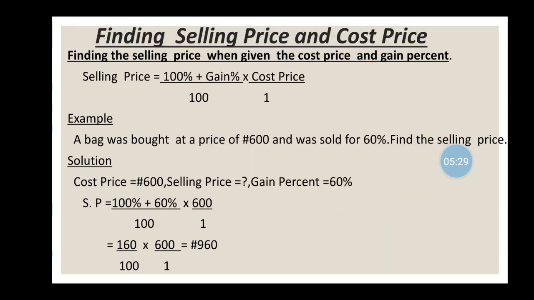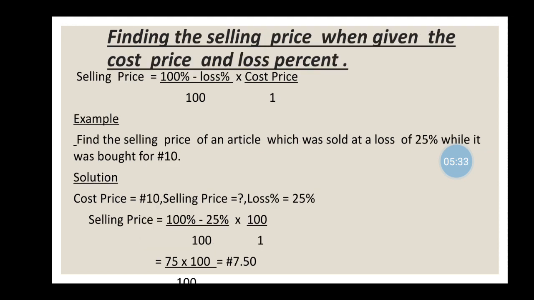Okay, this one is the selling price when the gain percent and the cost price are given. Take note of the formulas. Then find the selling price when the cost price and the loss percent are given. The formula is 100 minus loss percent over 100 times cost price over 1.